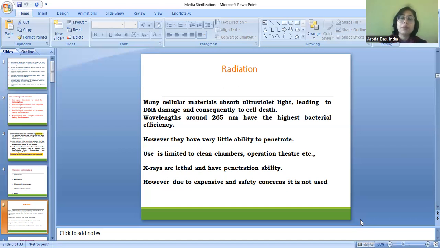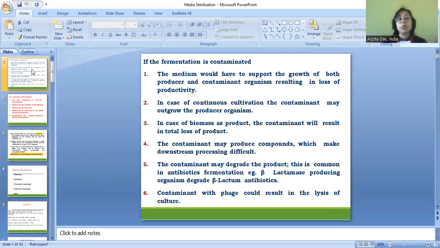Now under upstream processing, we have studied media formulation. We have studied media strain improvement. Yes, strain improvement we have studied. So these two things are important.